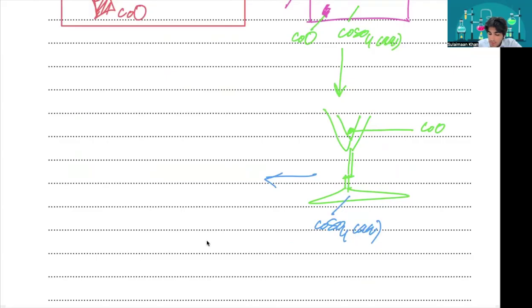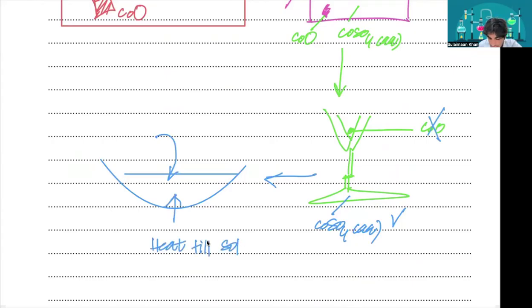And then what do you do? Cobalt sulfate is here. You pour it into an evaporating dish because I don't need cobalt oxide. My main goal is cobalt sulfate. So how do you go from aqueous cobalt sulfate to hydrated salt? You heat it till the solution becomes saturated.